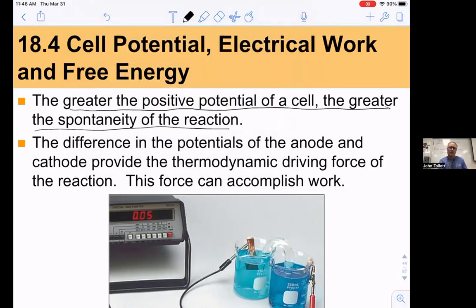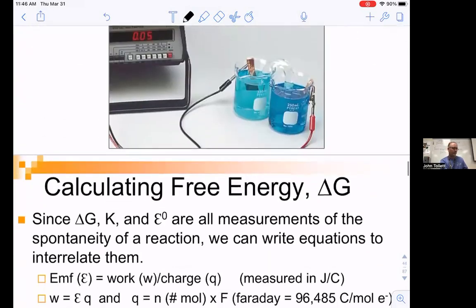The difference in those potentials of the anode and cathode, that EMF or that driving force, that electromagnetic force, is what we use to actually accomplish work or use as power or voltage, potential energy, to complete some task or to power some motor or whatever.